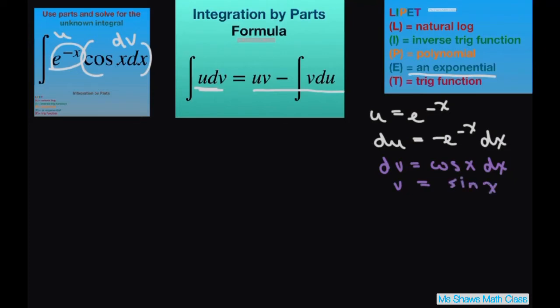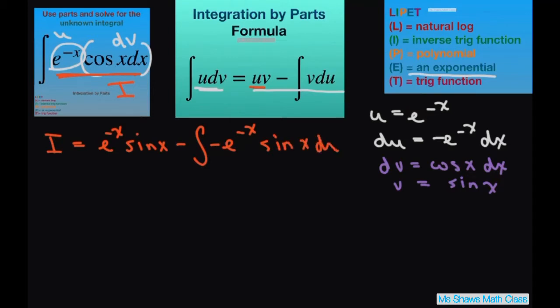All right, using our formula there, I'm going to call this I for now, so I don't have to keep writing the whole thing down. So I have I equals e to the negative x sine of x, that's your uv, minus your integral of v du. So that's going to be negative e to the negative x sine of x dx. All right.